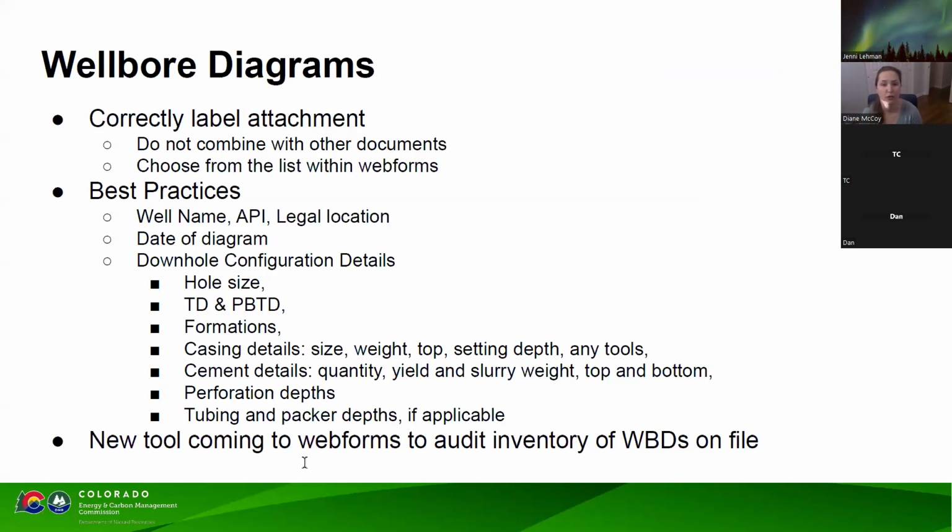And it's going to make it so much easier to find the wellbore diagrams in each well file. And we're also going to be rolling out a tool within web forms to allow operators to audit their well inventory and check for which wells are missing a wellbore diagram on file with ECMC. And so having those attachments labeled correctly when they're submitted is going to make that tool work more accurately. And also on this slide, I've just outlined some best practices of items that should be included with all wellbore diagrams. We also have some older guidance on our website that we're looking at updating to have out to operators. But pretty much, I think everyone knows how to draw a wellbore diagram, but these are just some items that are always good to have on your wellbore diagram. Next slide, please.